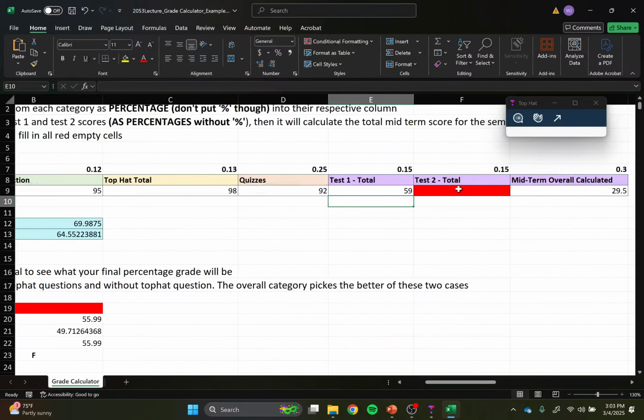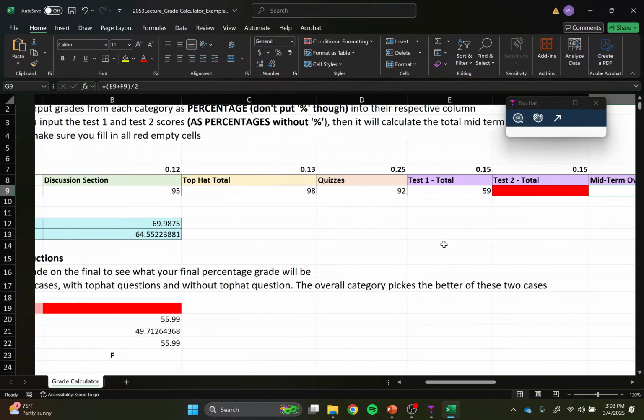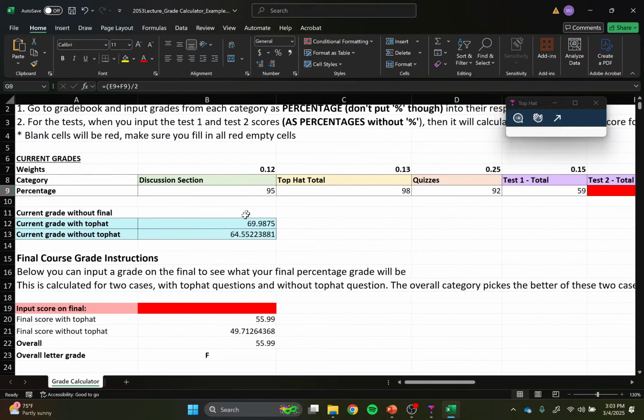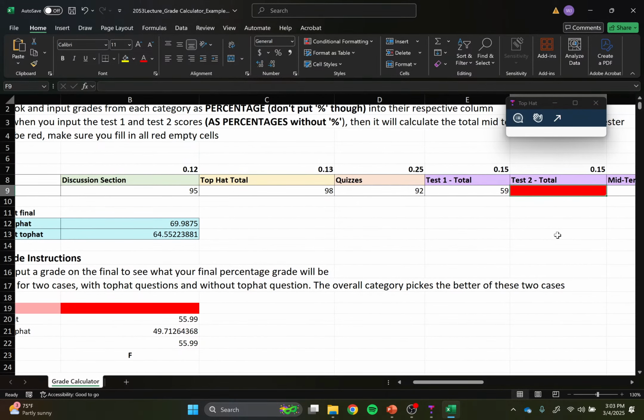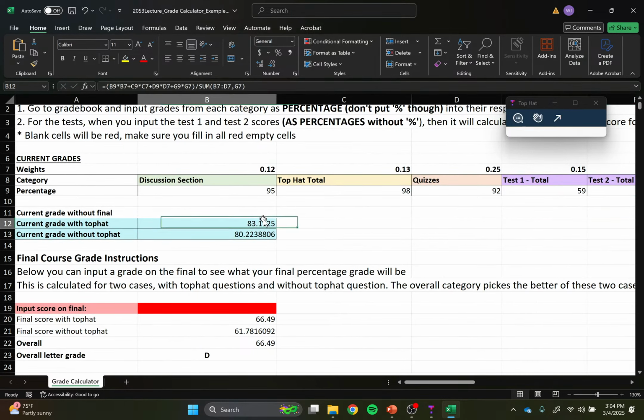Notice that test 2 total is red. This calculates the average of the two. Your current grade in the class is down here. If you want a better sense of your current grade, you need to put test 2 total in. You need to make a guess, and you can play around with the numbers. Say, man, I really want to get a 70 instead. So you put a 70, and it spits out your current grade in the class with Top Hat and without Top Hat. You can look at those two.